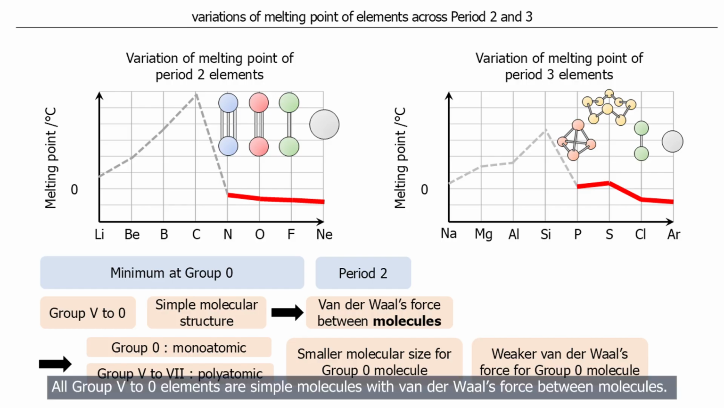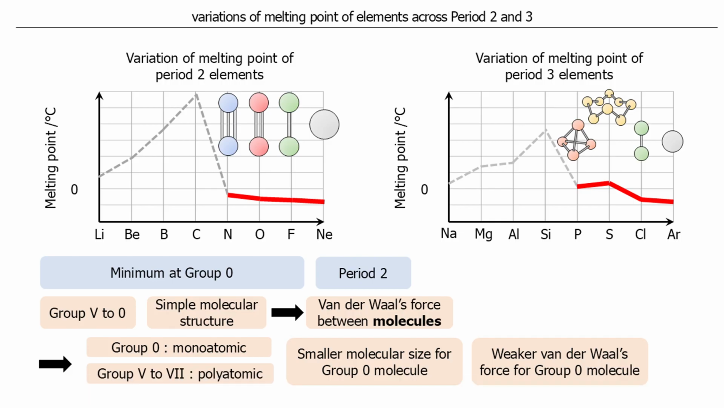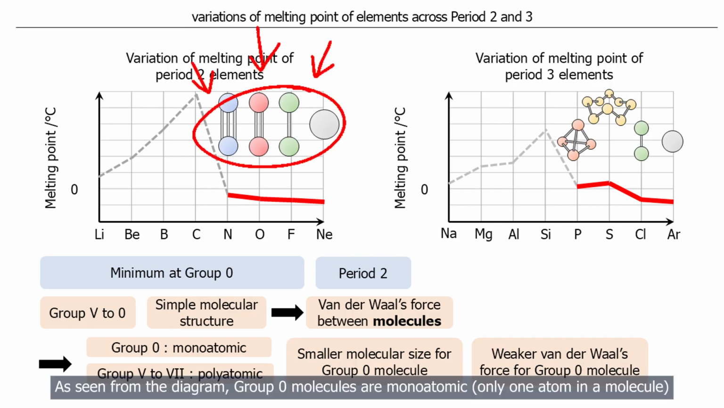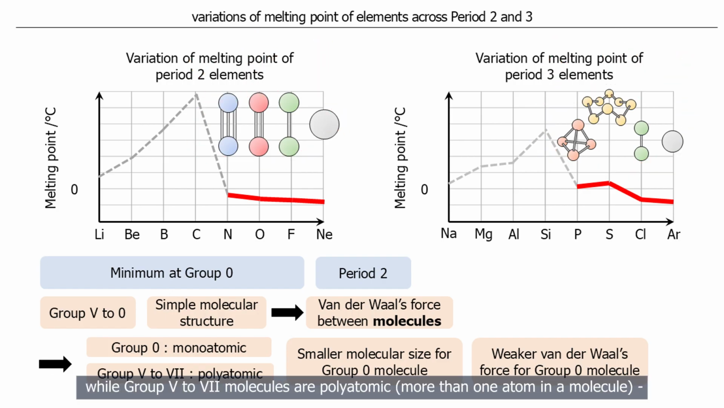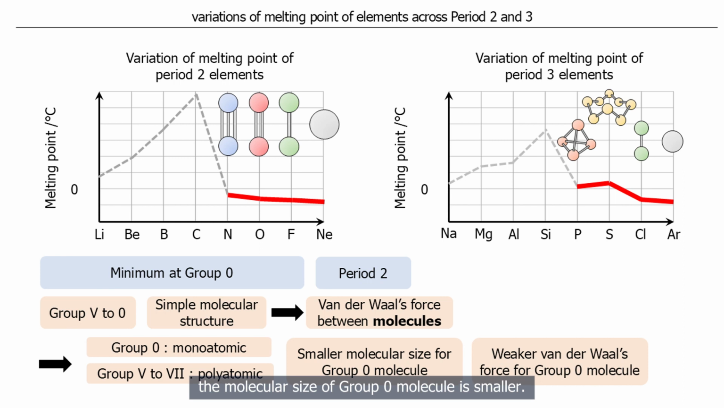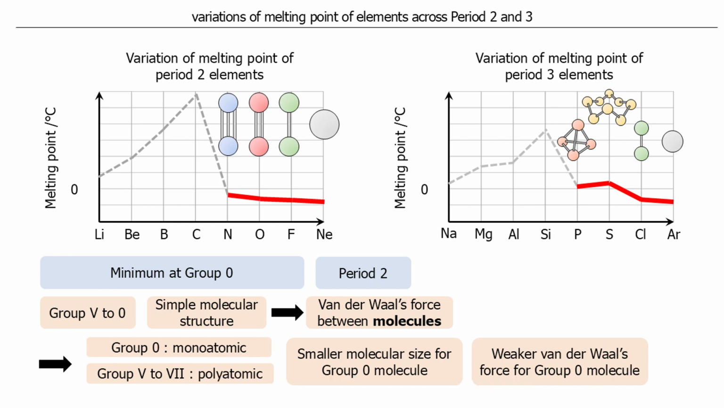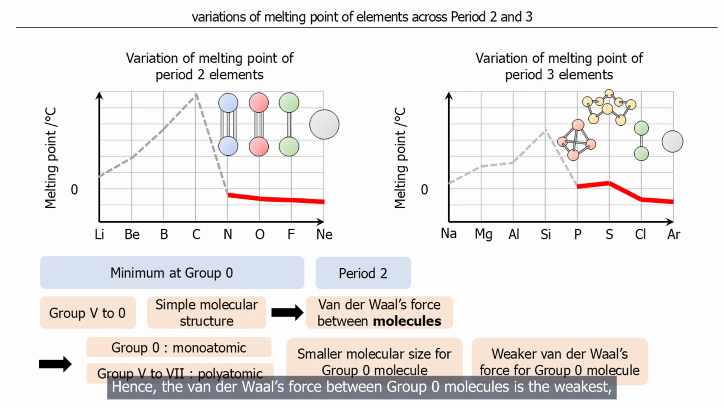All group 5 to 0 elements are simple molecules with van der Waals force between molecules. The smaller the molecular size, the weaker the van der Waals force between molecules. As seen from the diagram, group 0 molecules are monatomic while group 5 to 7 molecules are polyatomic. The molecular size of group 0 molecules is smaller. Hence, the van der Waals force between group 0 molecules is the weakest. The melting point of group 0 elements is the lowest in a period.